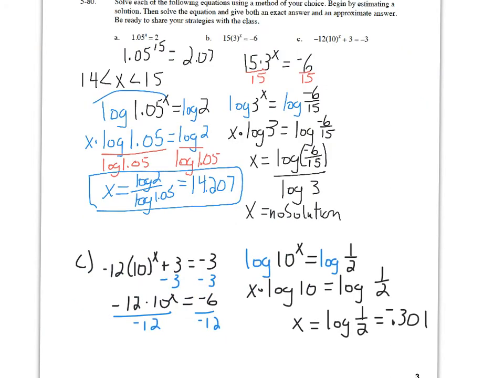Okay, welcome back. Now if we take a look at part B, we have 15 times 3 to the x equaling a negative 6, divide both sides by 15, and we get 3 to the x equaling a negative 6/15. Before we finish this, I saw a little bit of an issue right here, but I went and finished the problem anyway, and maybe you did too.